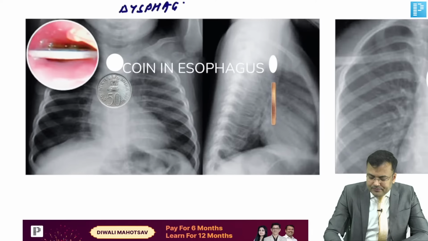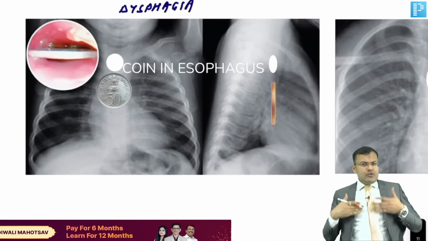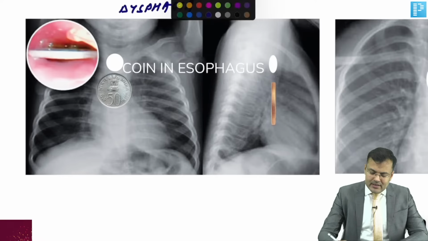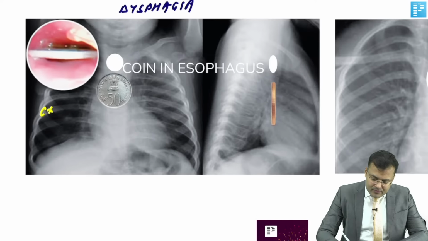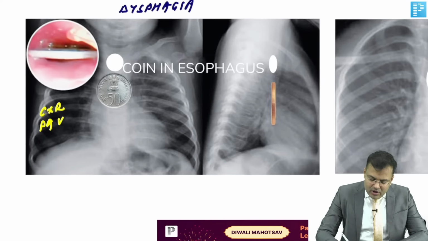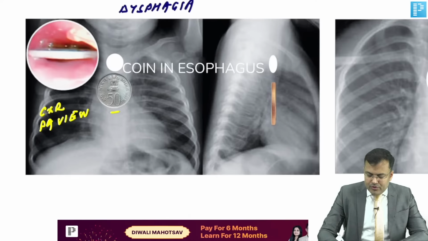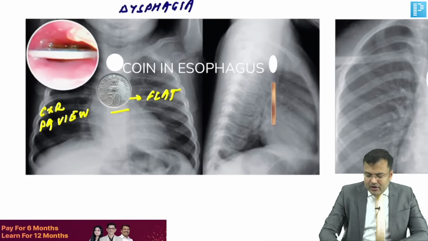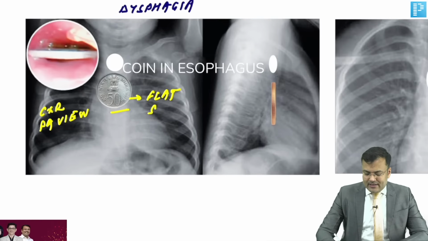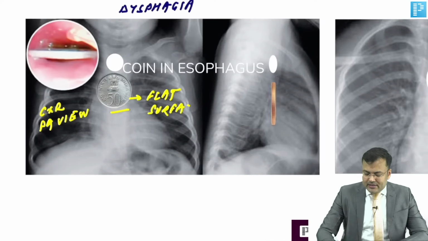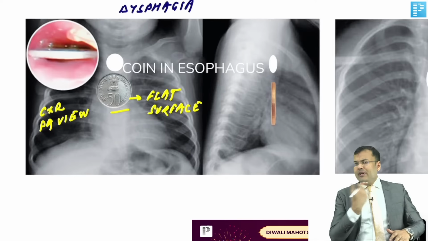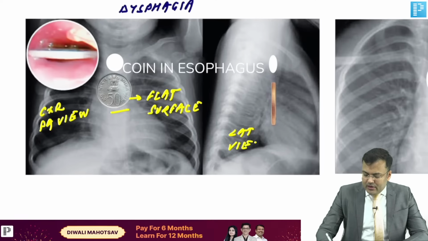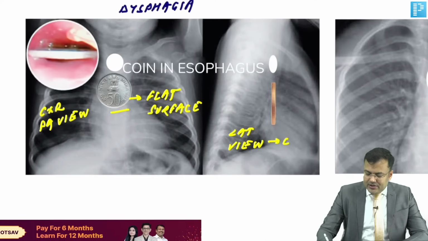Whenever coin goes in esophagus, what happens? If you go for chest X-ray PA view, you can see this. What will you find on PA view? You can see the flat surface of the coin. And if you go for lateral view, you can see the edge.